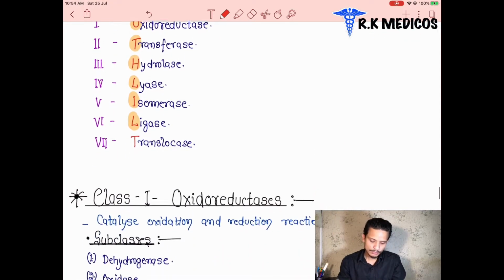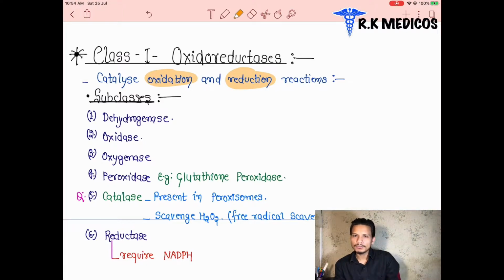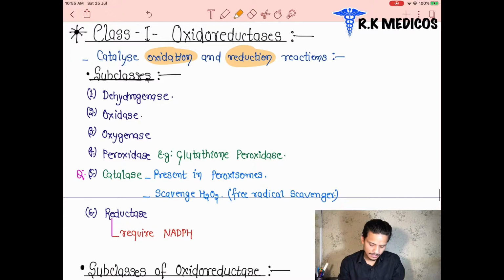So first we are going to see oxidoreductase. What do these enzymes do? They catalyze the oxidation and reduction of any reaction. There are different types of classes they are divided into. The first class, oxidoreductase, is divided into subclasses. And what are the subclasses? There are basically 6 subclasses here.